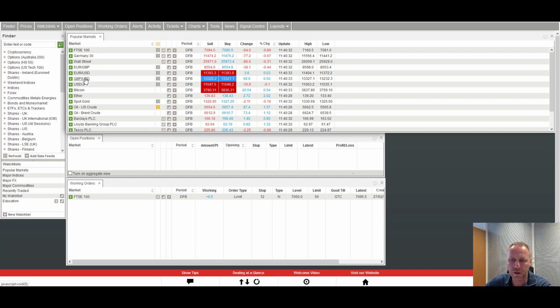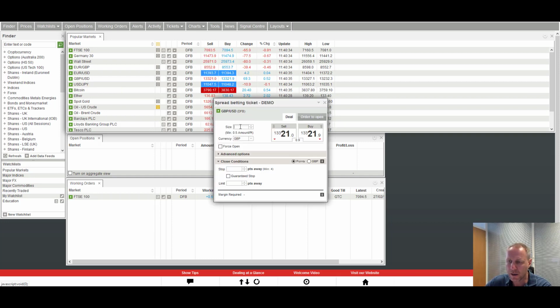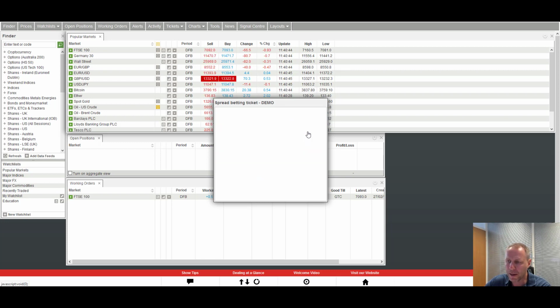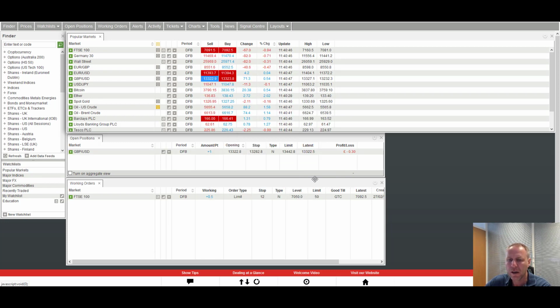Now let's look at the pound US dollar. I'm going to do a market order here. I'm going to do long £1 a point. I'm going to put a stop in at 40 points. I'm going to put a target in at 120 points away, and I'm going to go in at market £1 a point. So now I'm long the pound US dollar with a daily funded bet at £1 a point.